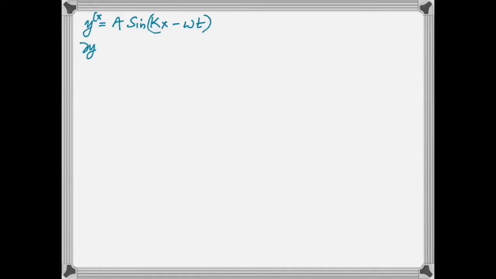If you take the partial derivative of this with respect to time, since it is a function of x and t, you get minus A omega cos(kx minus omega t). Yes, there is a negative there, because the derivative of a sine function is a cosine, and we're taking it with respect to time.